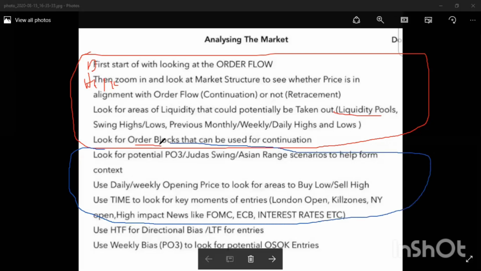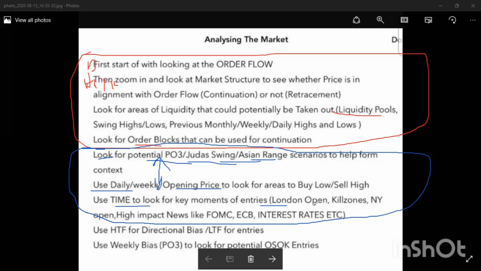This one here. Now you're looking for a potential AMD or Judah swing, like in the morning when you wake up. For me, I trade when I wake up, it's London Open. So I'm looking for this in line with what I have marked, all of this. Use the daily weekly opening to look for areas to buy or sell. And then, so this and these are the same, these two. It's almost like AMD. Then use time. Your setups to be in line with time.